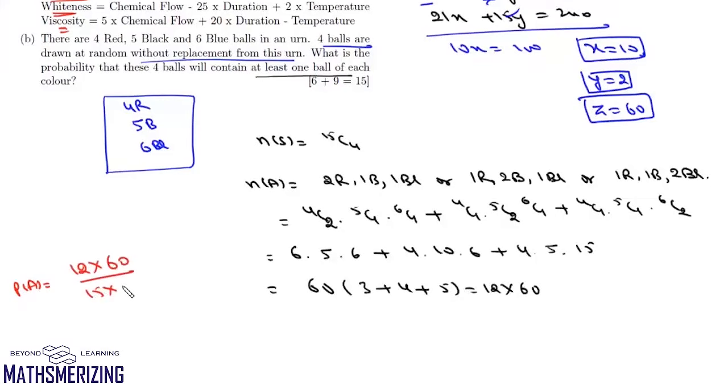Now this required probability will be the number of favorable outcomes, which is 12 into 60, upon total outcomes, which is 15C4: 15, 14, 13 and 12, and then 4, 3, 2 and 1. So 12 will cancel, 15, this is 4, 2 is 7, so it will be 48 upon 91. So the required probability is 48 by 91.